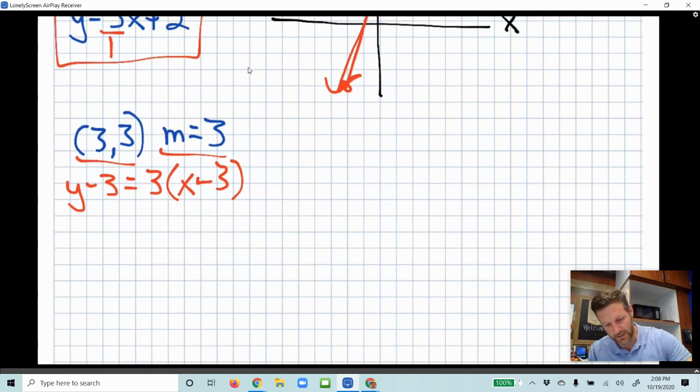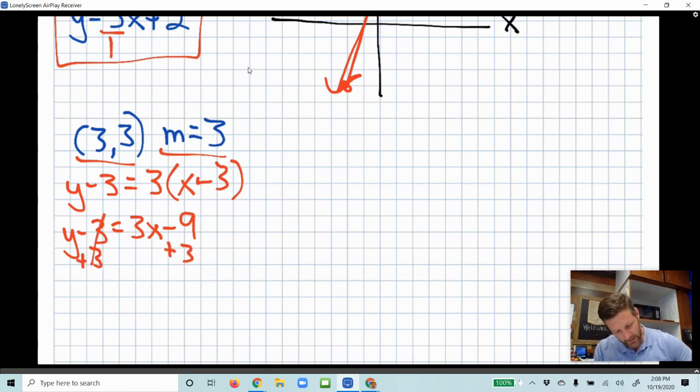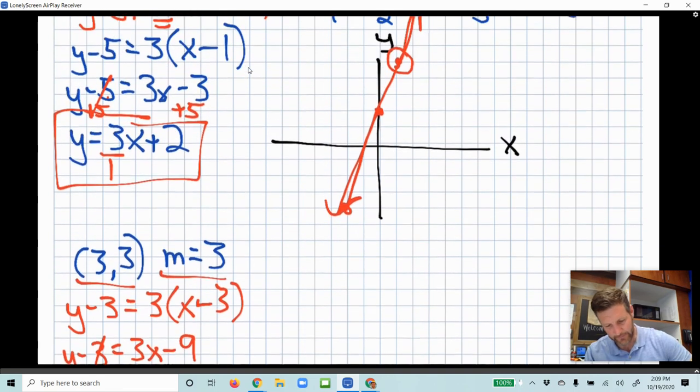Alrighty, so now let's work this out. Let's distribute. y minus 3 equals 3x minus 9. I'm going to add 3 to both sides. And so we get y equals 3x minus 6. Okay, so we got minus 6, negative 9 plus 3. So now let's go ahead and graph this and see if it is in fact parallel. Here's my y-intercept. Here's my slope. Let's try it, and then we'll be all done.